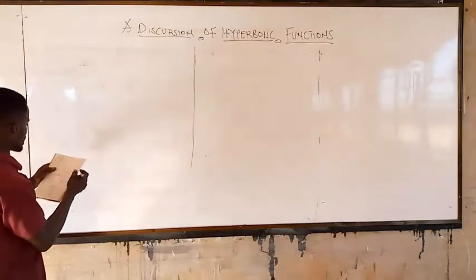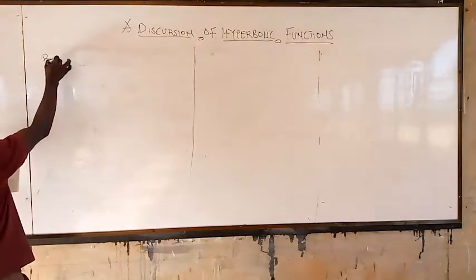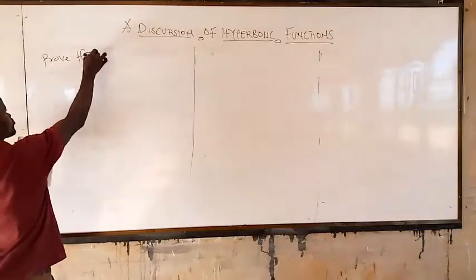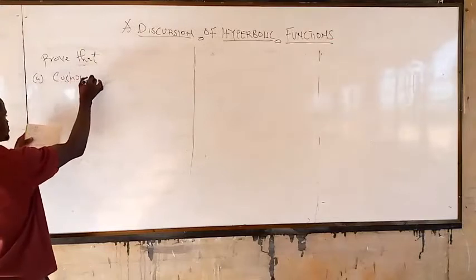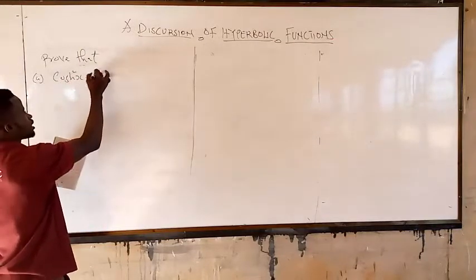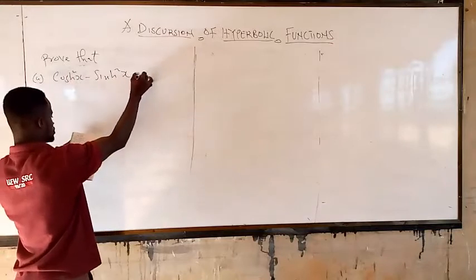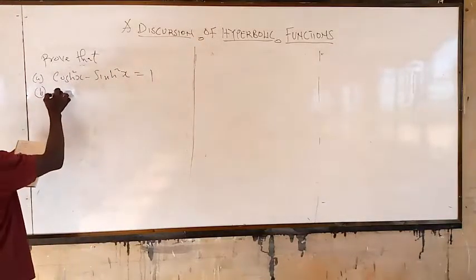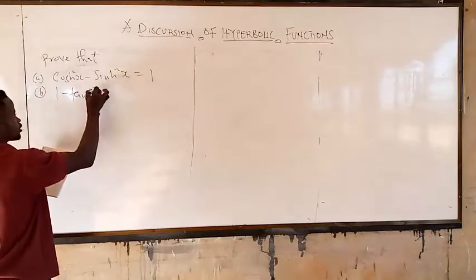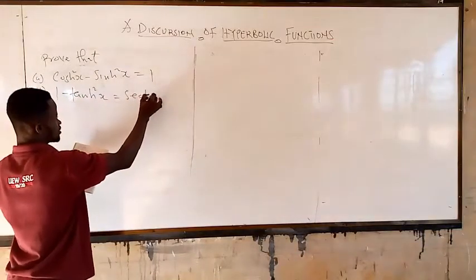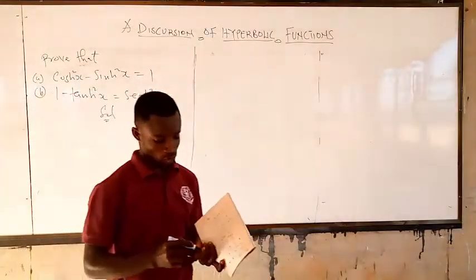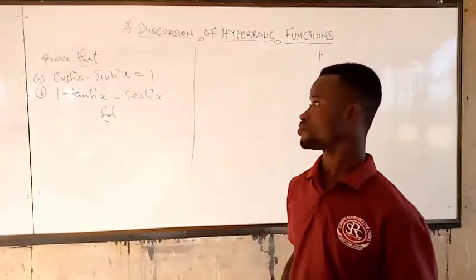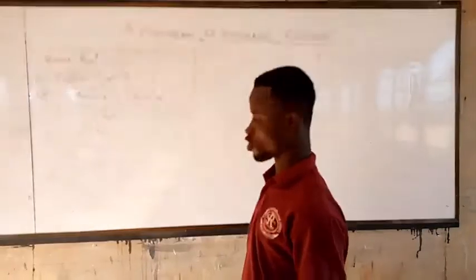Good. So let's look at this one. Prove that A, cosh² S minus sinh² S is equal to 1. B, 1 minus tanh² S is equal to sech² S. Solution. And family, I'm going to try the first one so that you do the second one. Alright, so let's see what this is going to give us.